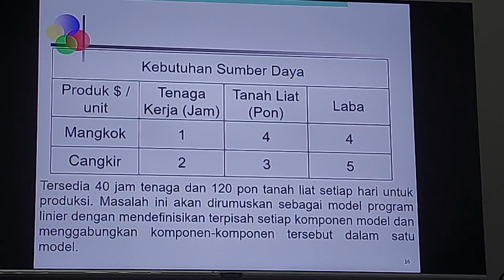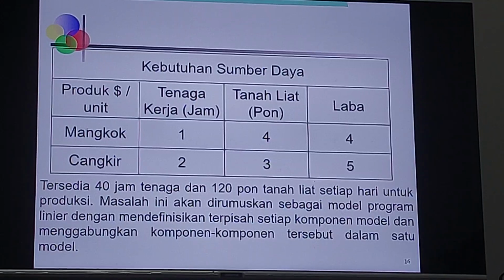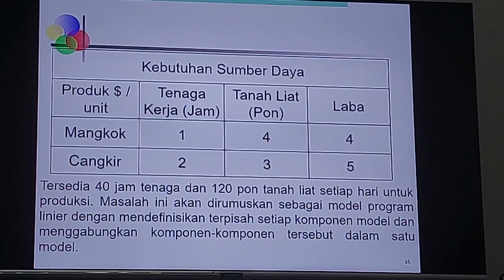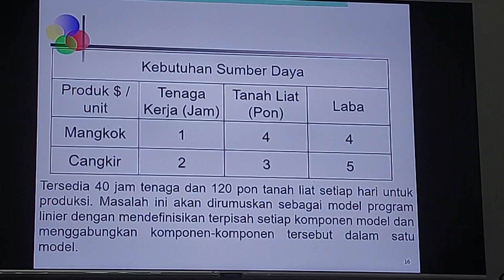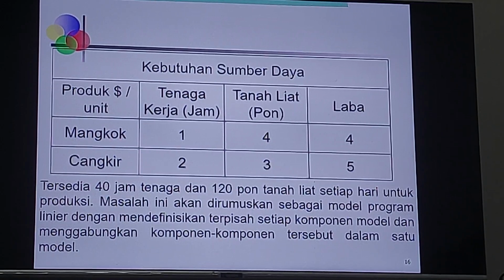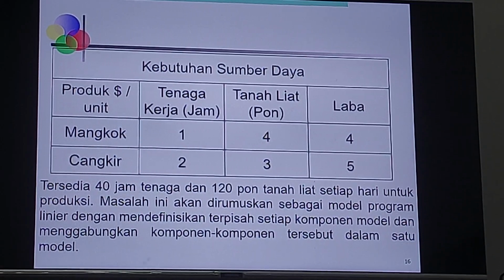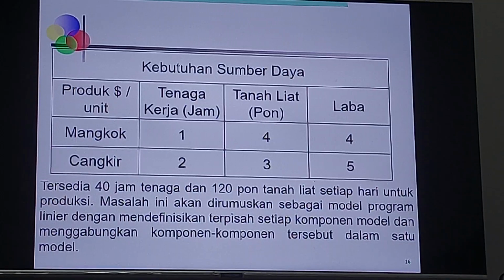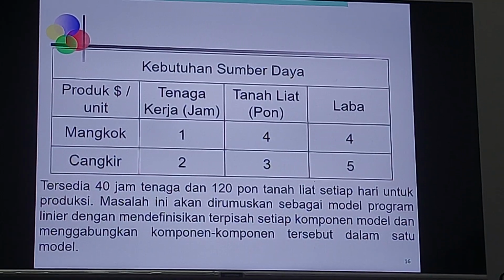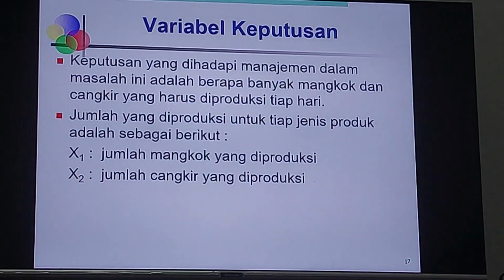Making 1 bowl, we need 4 pounds of clay. Making 1 cup, we need 3 pounds of raw material, which is clay. Same like the hours, we need to multiply the number of products we make with the weight of the raw material. And we have the maximum weight, maximum available clay is 120. It's similar.